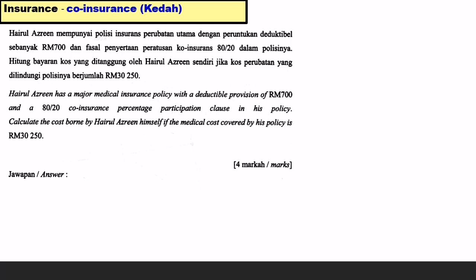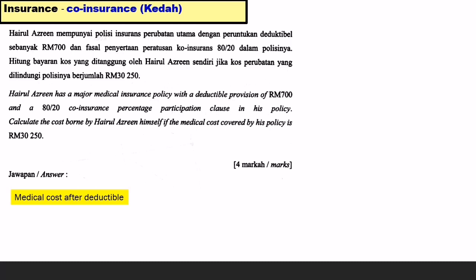Hairul Azrin has a major medical insurance policy with a deductible provision of 700, 80/20 core insurance percentage participation clause in his policy. Calculate the cost borne by Hairul Azrin himself if the medical cost covered by his policy is 30,250 ringgit.